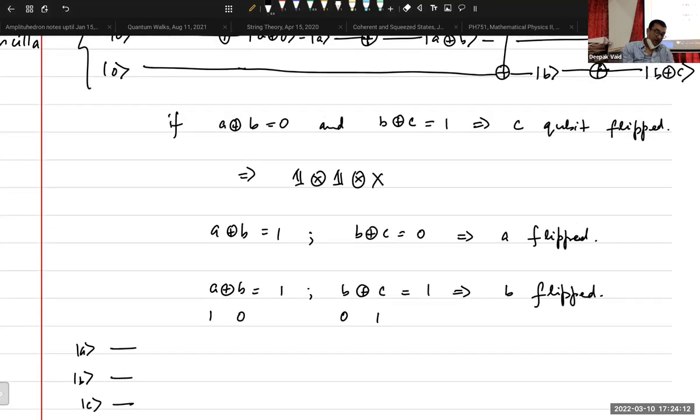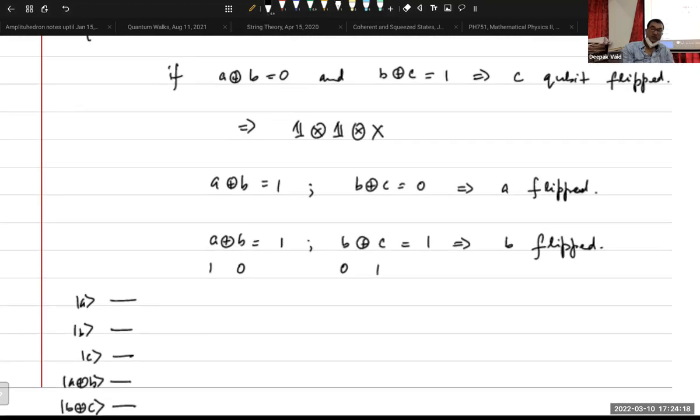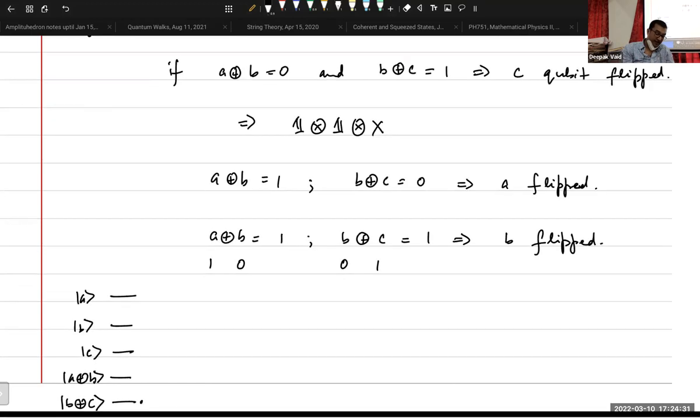Okay. So if A XOR B is 0 and B XOR C is 1, then I want to apply this X operation on the third qubit. How can I do this? This is a controlled operation. So I use B XOR C as a control, and I put an X over here, like this.